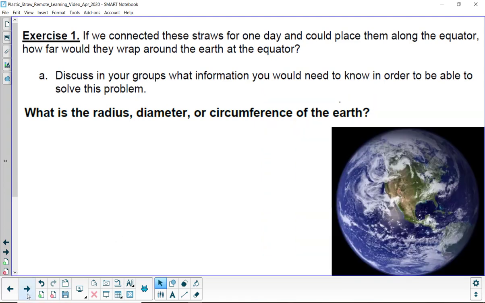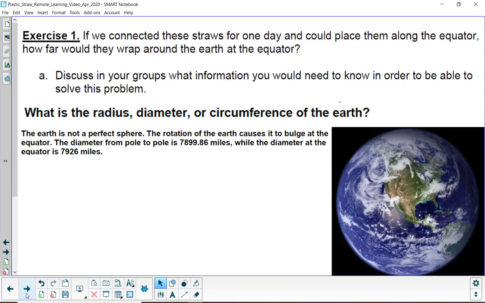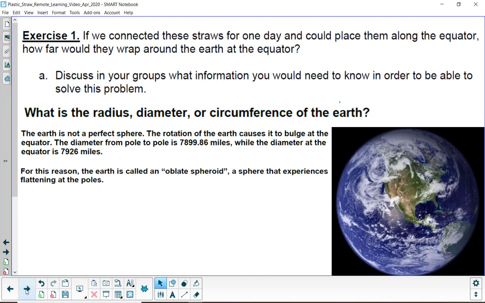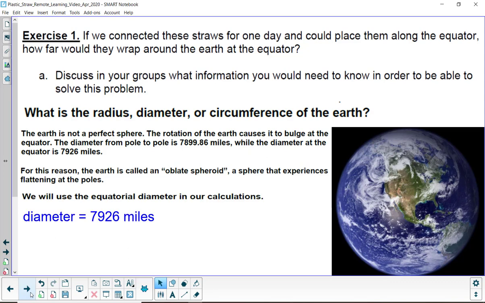And so I researched this online and found out that the Earth is not a perfect sphere. The rotation of the Earth causes it to bulge at the equator. And so the diameter from pole to pole is about 7,900 miles, while the diameter at the equator is a little bit bigger, 7,926 miles. So for this reason, Earth is called an oblate spheroid, a sphere that experiences flattening at the poles. And so we're going to use the equatorial diameter for our calculation. So this is our diameter for our calculations right here.